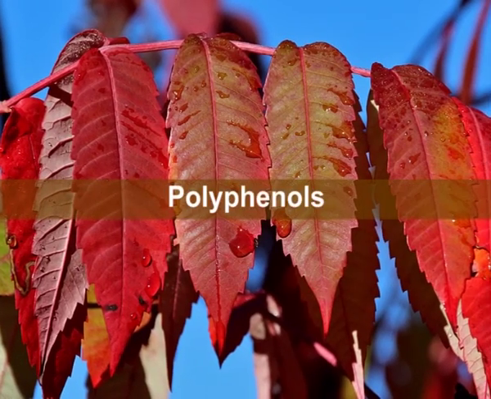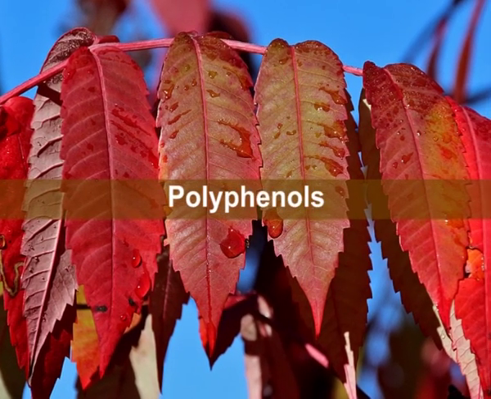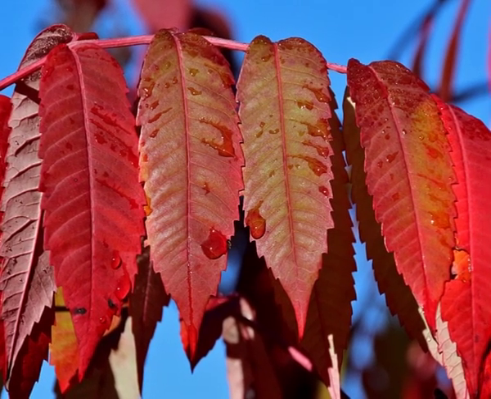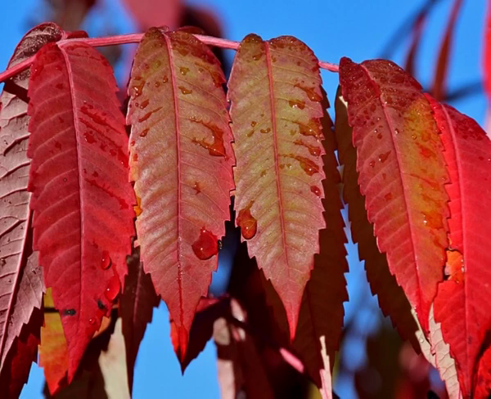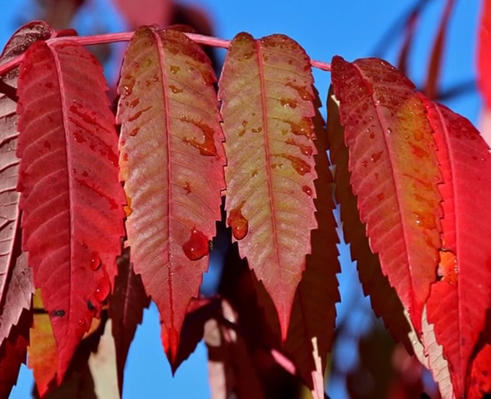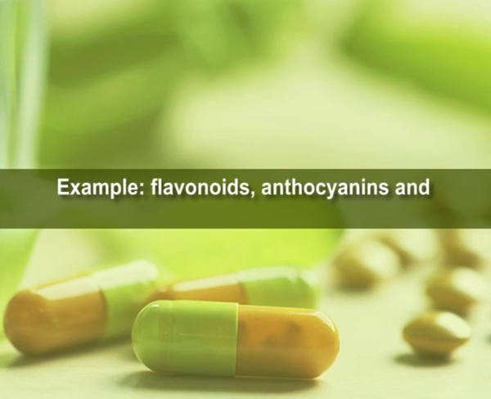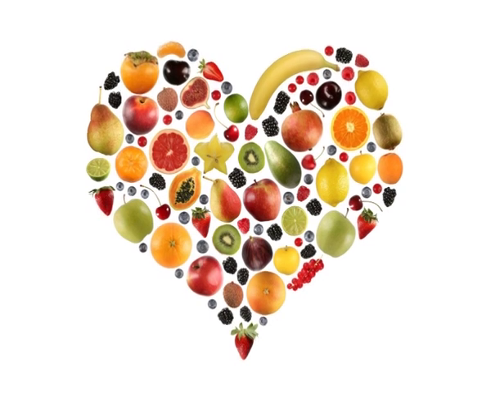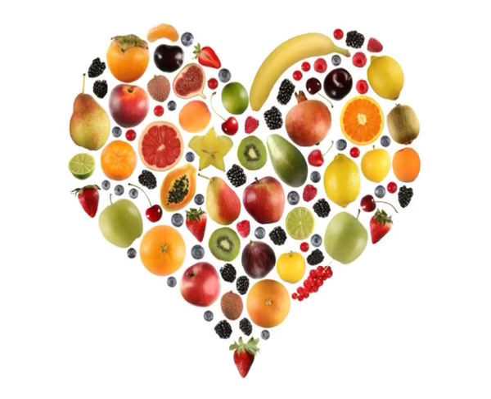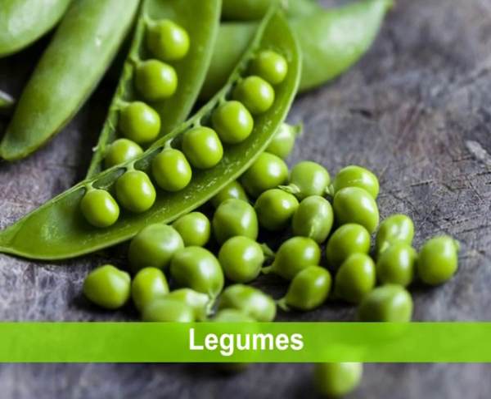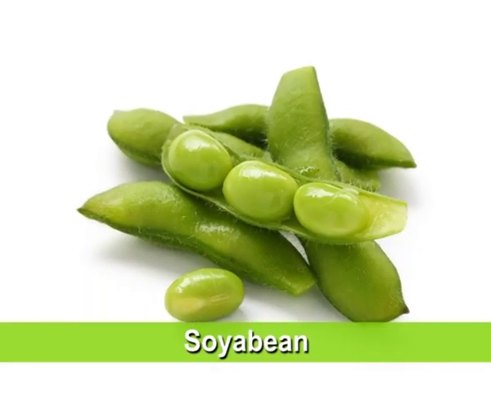Sixth one is polyphenols. These phytochemicals are produced by plants for protection against photosynthetic stress and reactive oxygen species, for example flavonoids, anthocyanins, and phenolic acids. These possess anti-inflammatory and antioxidant properties and are found in foods like legumes, tea, and soybean, etc.